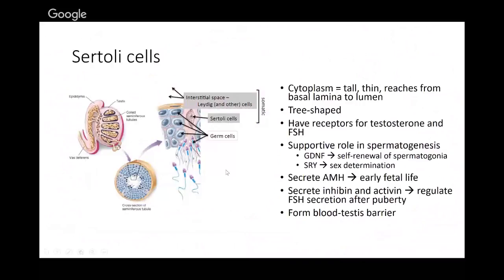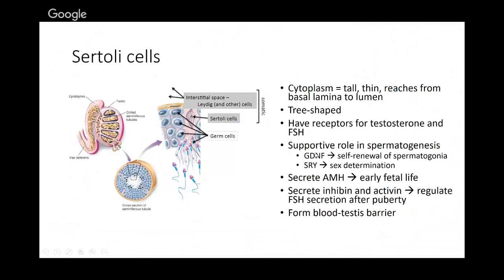So the first cells to know in the testis is the Sertoli cells. Sertoli cell looks very different. If you see the histology, it's kind of tree-shaped, tall and thin. It's very different from the spermatogonia. It has receptors for testosterone and FSH. And it's really important to know the function. So there's a whole list of it, of the Sertoli cells.